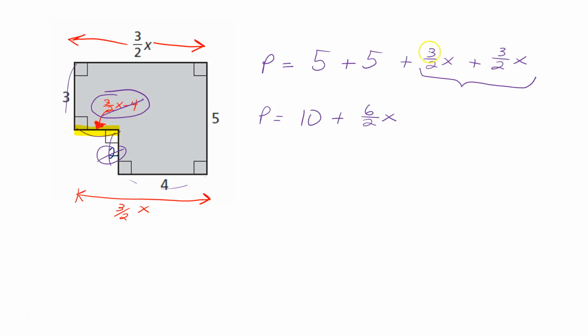And you can think about it as I got 3 halves plus 3 more halves gives me 6 halves. And 6 halves, or 6 divided by 2, is 3. So this perimeter is 6 over 2, which is 3x, and the 10 is positive, so plus 10. So an expression for the perimeter of this figure is P equals 3x plus 10.